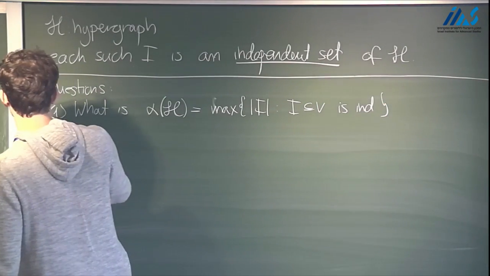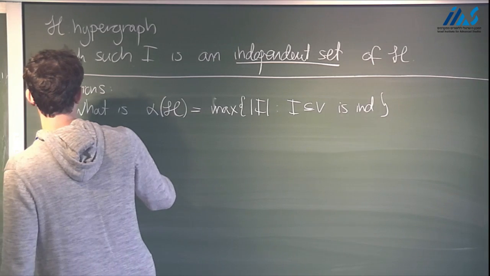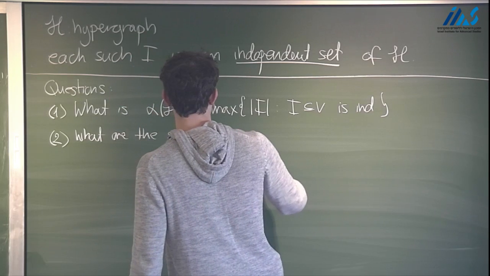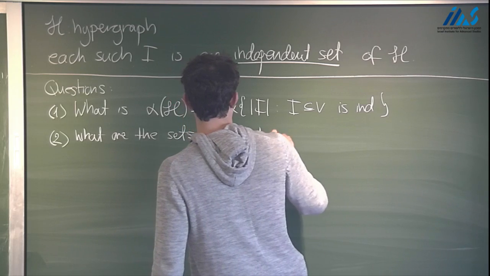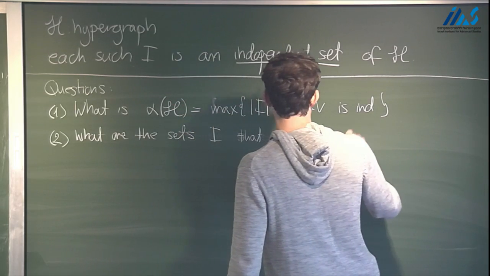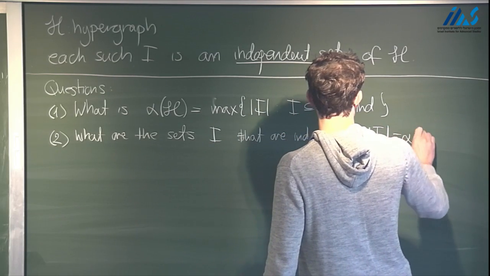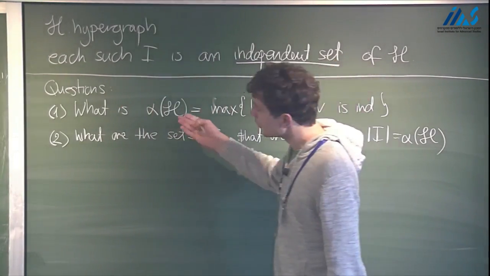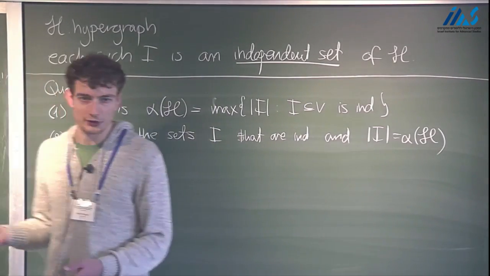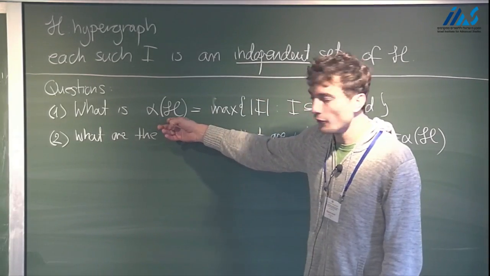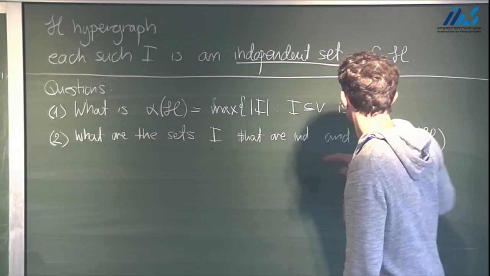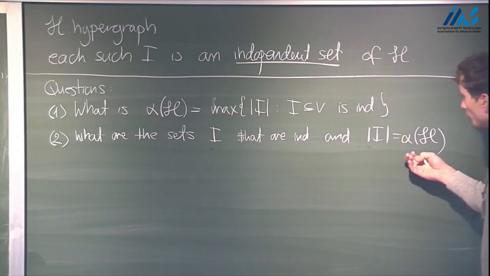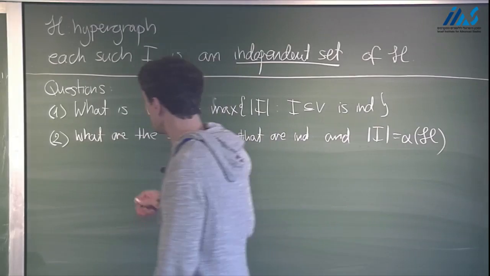Now, second question, what are the sets I that are independent and have precisely the maximum number of elements? So here, for example, the theorem of Mantel says that if we look at H, which is the collection of all triangles in the complete graph Kn, then alpha of H will be n squared over 4, and the sets I, which contain n squared over 4 elements and are triangle free, the graphs which have n squared over 4 edges and are triangle free, are precisely the complete bipartite graphs.